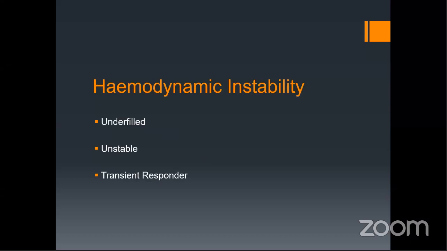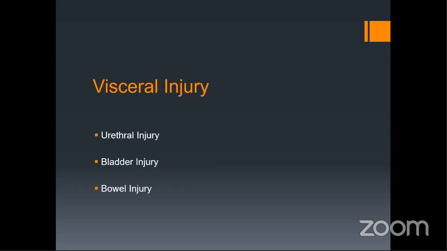Again, just a quick recap: if they're hemodynamically unstable longer term, they're either underfilled, they may have lost a lot of blood initially through whatever injuries they had. They may be unstable, or they may be a transient responder, and it's working out which of those you need to deal with. Visceral injuries that can happen and that you might need to assess: urethral injuries, bladder injuries, and bowel injuries. And these are all more common with the lateral compression type injuries, because if you imagine the anterior posterior compression, you're opening out the pelvis and almost creating more space for those organs, whereas the lateral compression, you're compressing everything in, and you're driving those bone spikes into those organs and blood vessels.